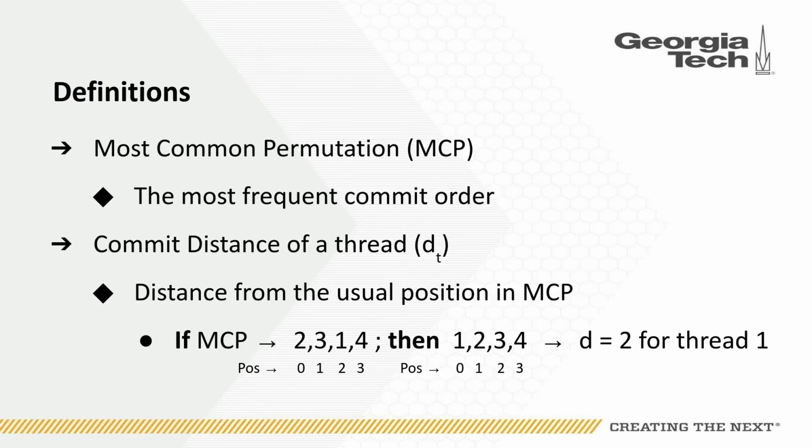We define the most frequent commit order seen during repeated runs as the most common permutation, MCP. The commit distance of a thread in a permutation is the distance of its commit from its usual commit in the MCP. For example, if the most common permutation is 2, 3, 1, 4, then the commit distance for thread 1 in permutation 1, 2, 3, 4 is 2, since it committed in position 0, which is 2 positions far from that in the MCP.